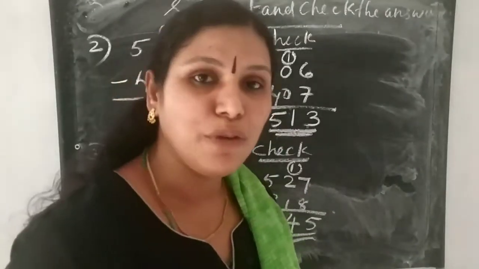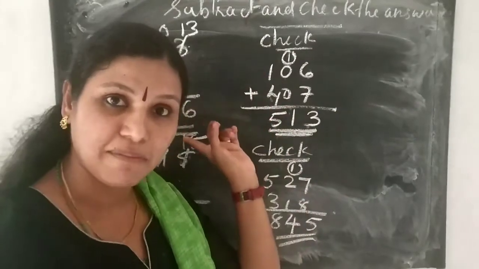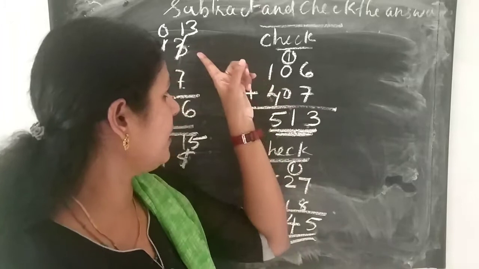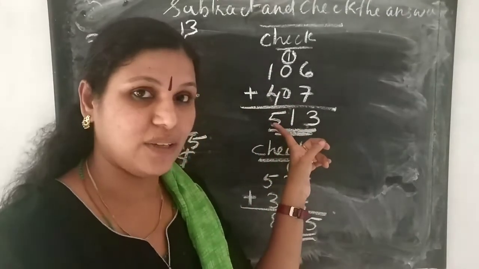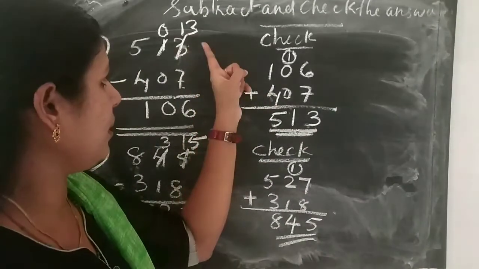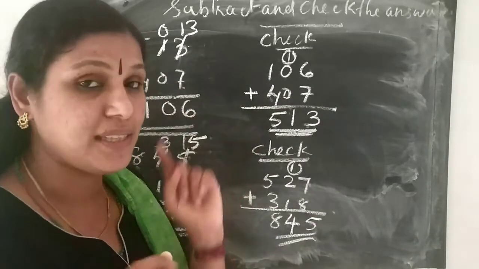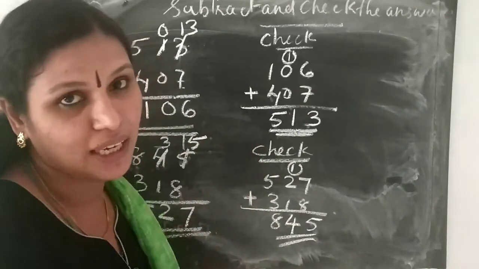So now you understood how to subtract and check the answer. First you subtract and check the answer. If you get the minuend, then your answer is correct. Okay. See children, here I didn't write the minuend, subtrahend and the difference. No need to write. You just understand what is each and what is the meaning of each.